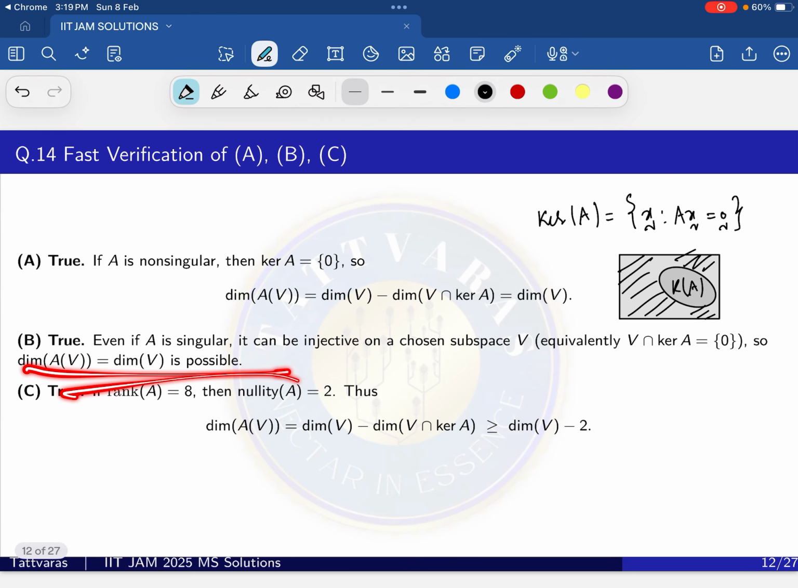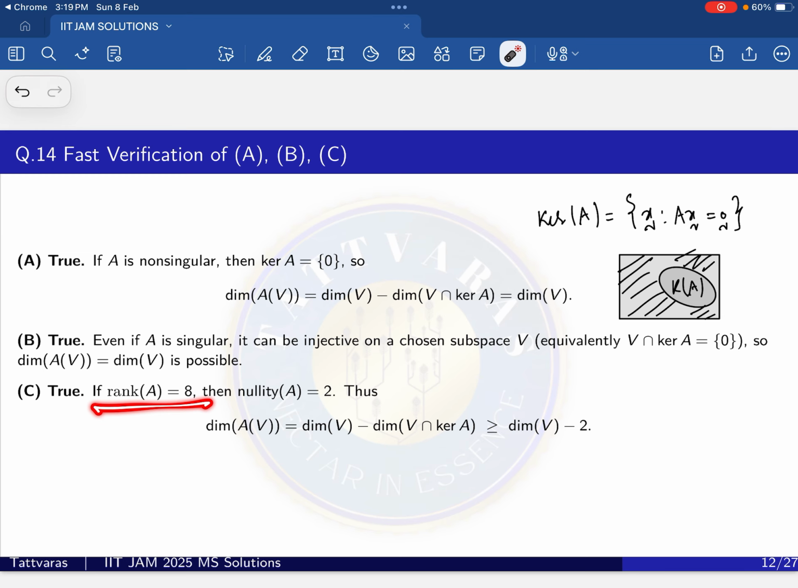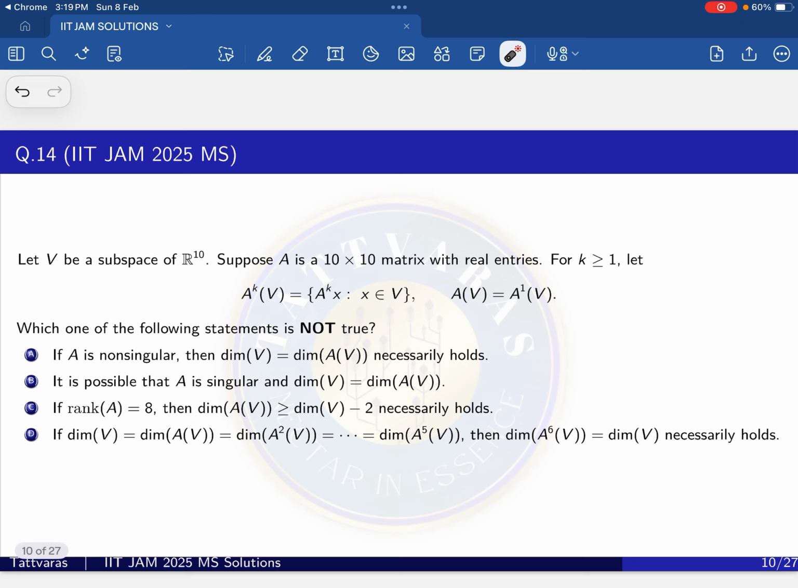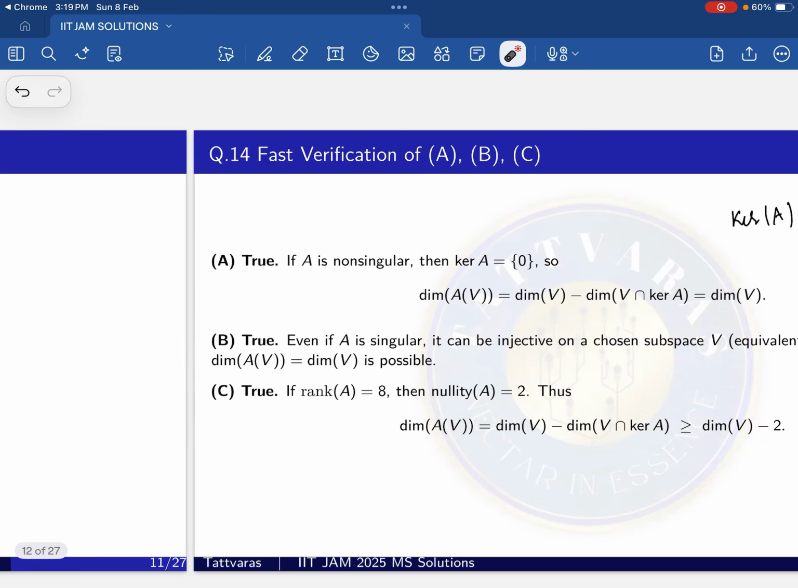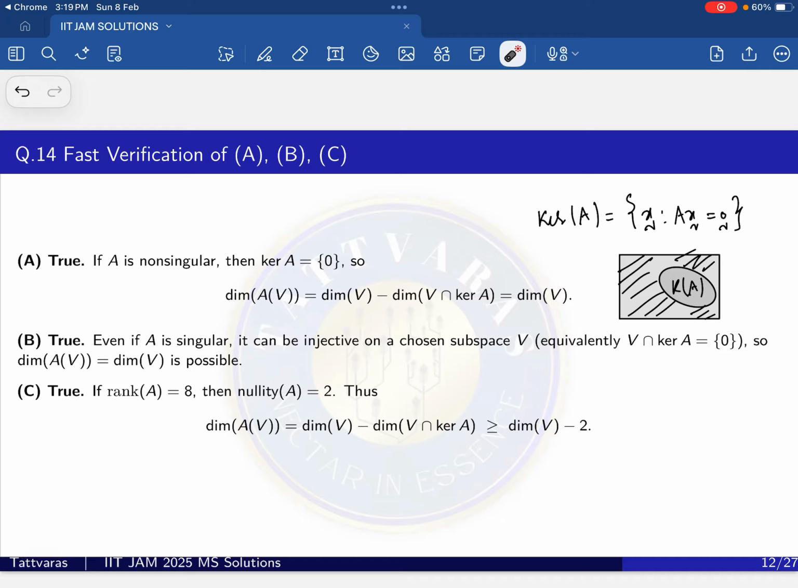Now next, upon option C, we have that if rank of A is 8, then you have to say whether this inequality holds necessarily. Now this is a good question, because rank of A is 8 means nullity of A is 2, because it is 10 minus 8, that is 2, by the rank-nullity theorem. That means the dimension of the kernel space is 2, and if you are now computing the dimension of V intersection kernel space, that is now less than or equal to 2. So this is greater than or equal to dimension of V minus 2.